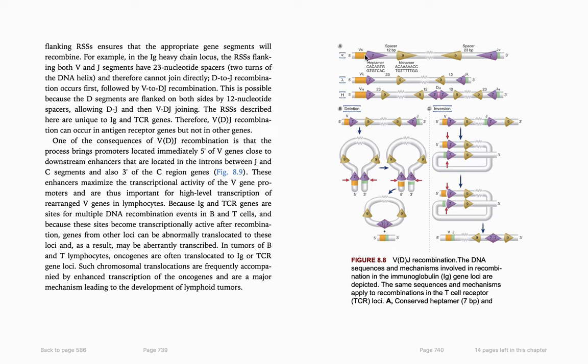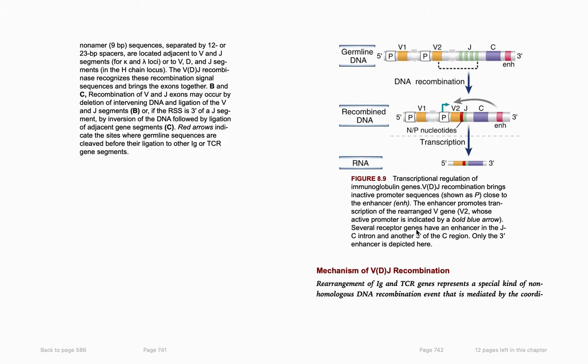So we have V kappa, spacer, J, and this is the conserved heptamer. These are the structures, and recombination, how this happens. So we have the germline transcription regulation of immunoglobulin genes. VDJ recombination brings an active promoter sequence, shown as P, close to the enhancer. The enhancer promotes transcription of the rearranged V gene, V2, whose activated promoter is indicated by the bold blue arrow. Several receptor genes have an enhancer in the JC intron and another 3' of the C region. Only three enhancers are depicted here.